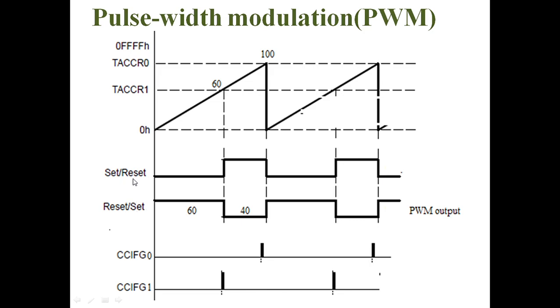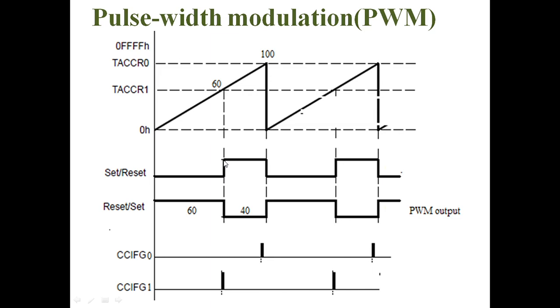In the set reset mode, first we need to set 100 in the Timer A capture or compare register 0, and the Timer A register value is 0. At that time the output is active low. The Timer A register captures the current time each time and compares it with the value in the Timer A capture or compare register. Whenever the value reaches 60, the output becomes high, means it increases from low to high.